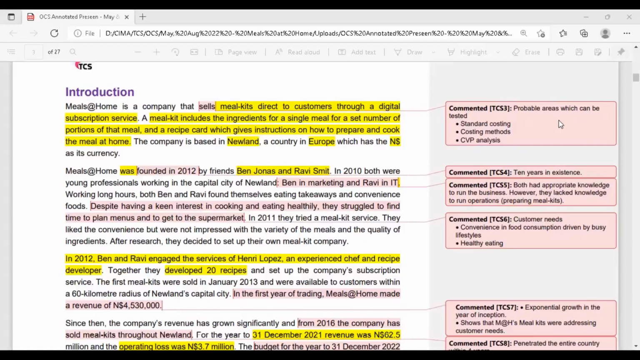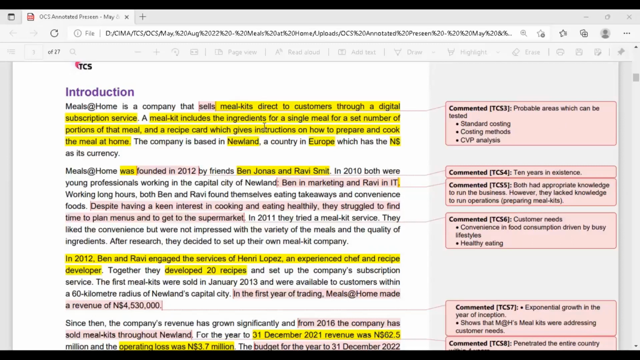Again, I've prepared mocks covering all these areas. So if you go through our mocks, then you would know what type of questions will be thrown at you, or what type of answers you are supposed to provide for each syllabus area tested.